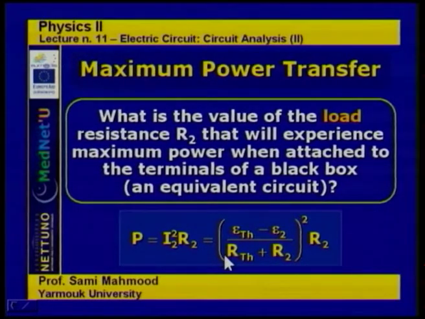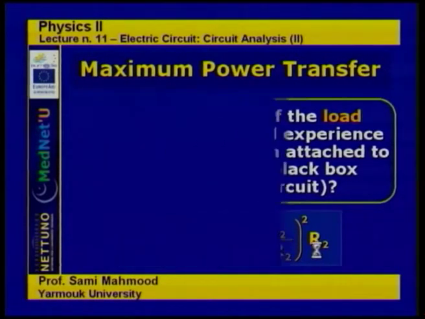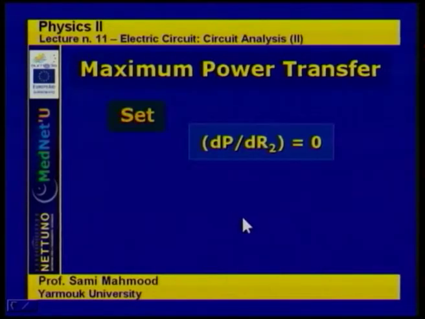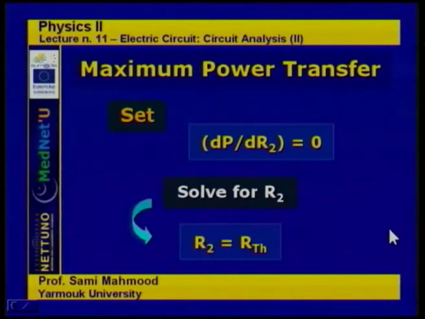So we take the current through that resistance, which is epsilon Thevenin minus epsilon 2 over R Thevenin plus R2, all squared, as we obtained before, times R2. That's the power. Now, in order to obtain the maximum power, we set dP by dR2 equal to 0. From this relation, we determine the R2 that will give maximum power transfer.